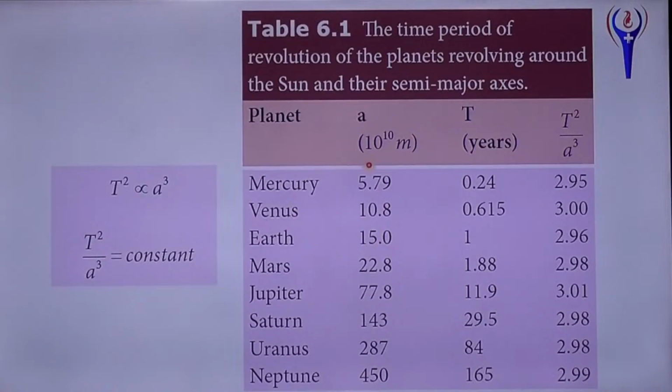All the 8 planets: Mercury, value of a, value of T. For Earth, a is 15 into 10 power 10 meter, and T is 1 year. Compared across planets, T square by a cube will be around 3 point something or 2.9 something, a constant. This is why T square is proportional to a cube.